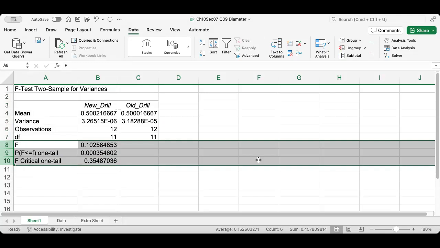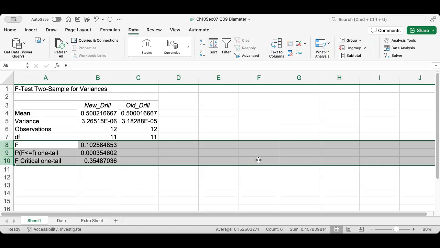What's my calculated F value? 0.10. Wait a minute. What's my critical value? So 0.10 is smaller than 0.35. If I'm doing a left tail test because I wanted to know if variance 1 was smaller, is it smaller? I'm in my rejection region. I'm in the shaded area here over on the left side. I should reject.